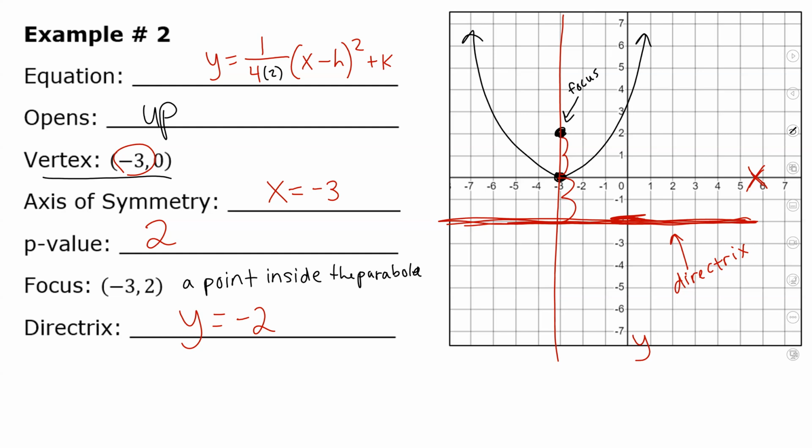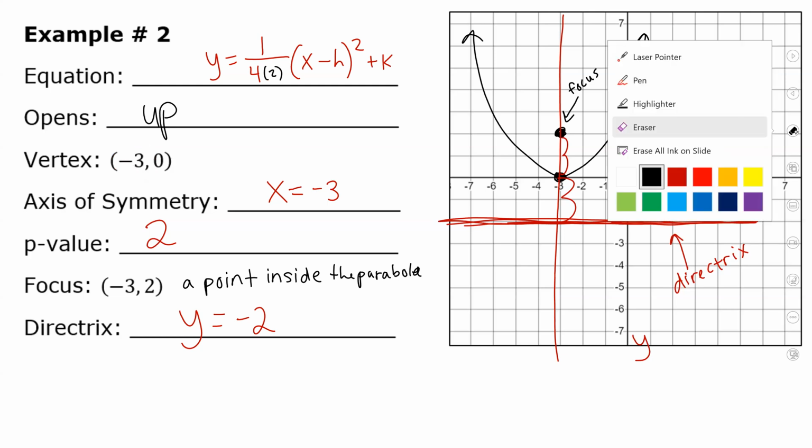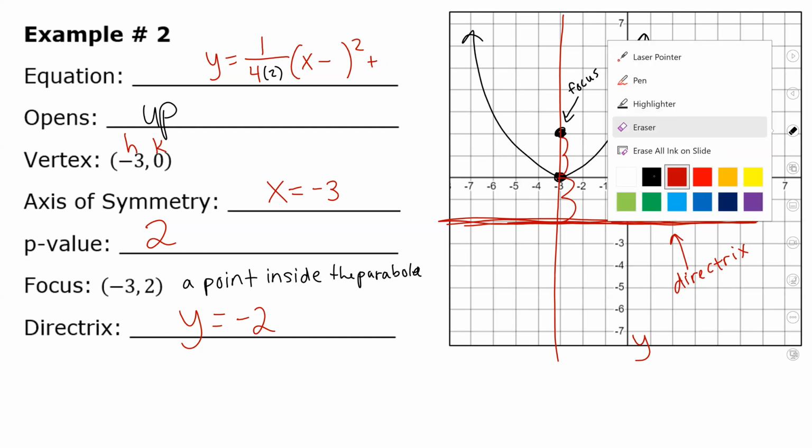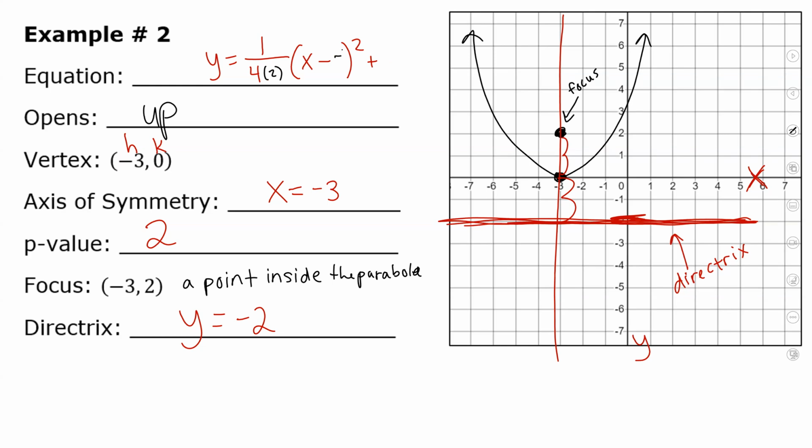Okay, now h and k represents my vertex. So guys, my vertex, they gave it to us. This is the h value, this is the k value. So I'm going to erase h and k and replace it with the vertex points. So the h value is -3 and the k value is 0. So that is my equation. Now, of course, I'm going to want to simplify that and make it a little prettier. So I'm going to go ahead and simplify it. 4 times 2 is 8.